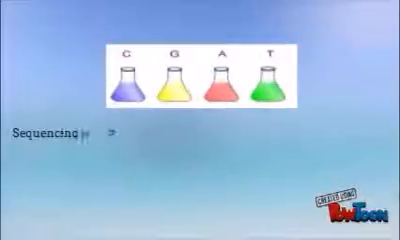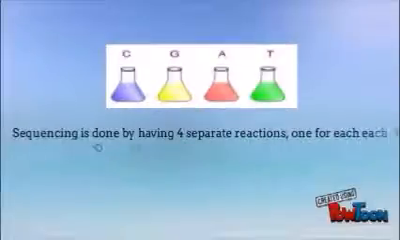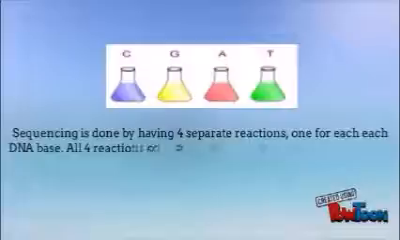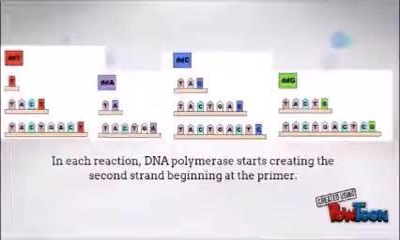Sequencing is done by having 4 separate reactions, one for each DNA base. All 4 reactions contain the normal dNTPs, but each reaction contains one of the ddNTPs. In each reaction, DNA polymerase starts creating the second strand beginning at the primer.